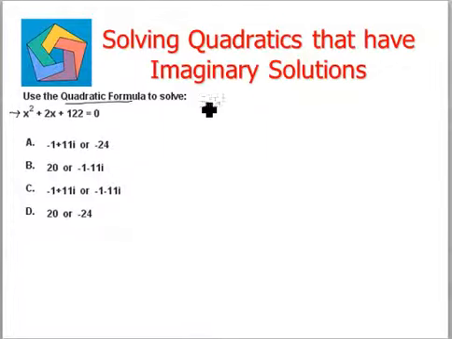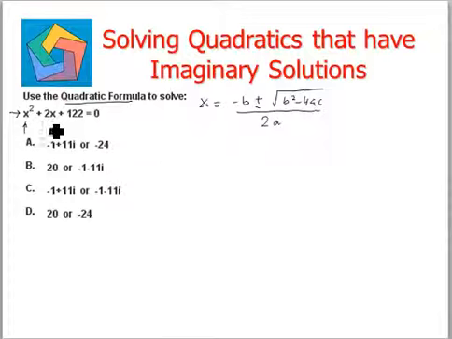The quadratic formula is given by x equals negative b plus or minus the square root of b squared minus 4ac, divided by 2a, where a is the coefficient of the x squared term from the quadratic equation, b is the coefficient of the x term, while c is the constant.